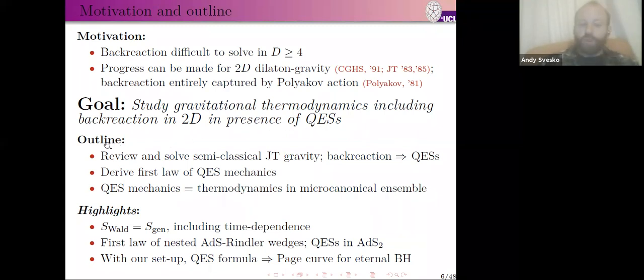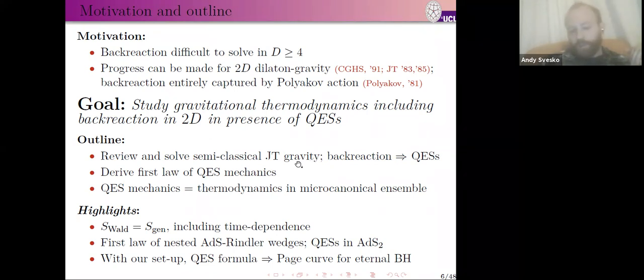So to briefly outline, first I want to review and then systematically solve. I'll show some of the details of how one solves the so-called semi-classical JT gravity action, where JT gravity is a particular 2D theory of gravity. And we'll see that when you include backreaction, you necessarily find the existence of non-trivial quantum extremal surfaces. From this, we'll then derive a first law of mechanics associated with quantum extremal surfaces.